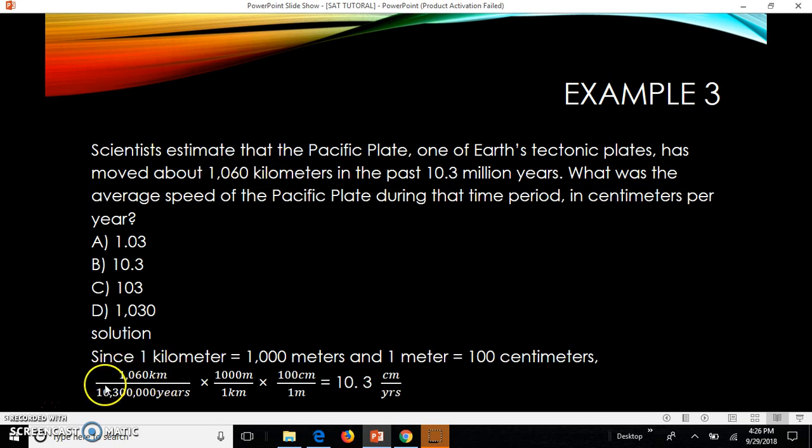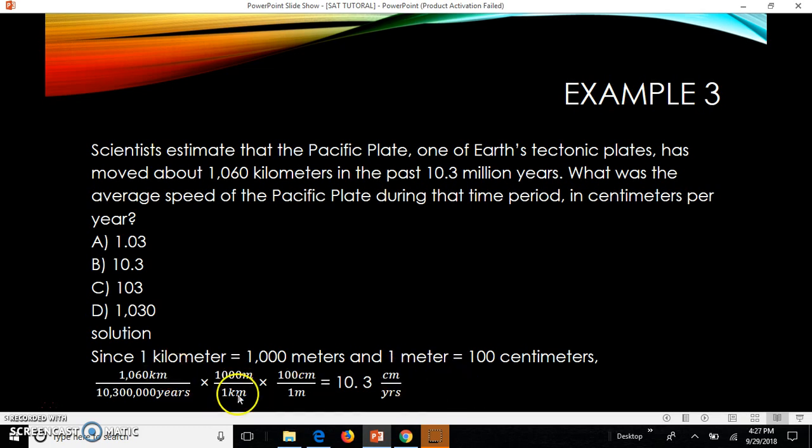1,060 kilometers over 10.3 million years. This is in terms of length over time, and length is centimeter. So look at it, kilometer over 10.3 million years. You need to convert it back to centimeters per year. And this is how you do it.